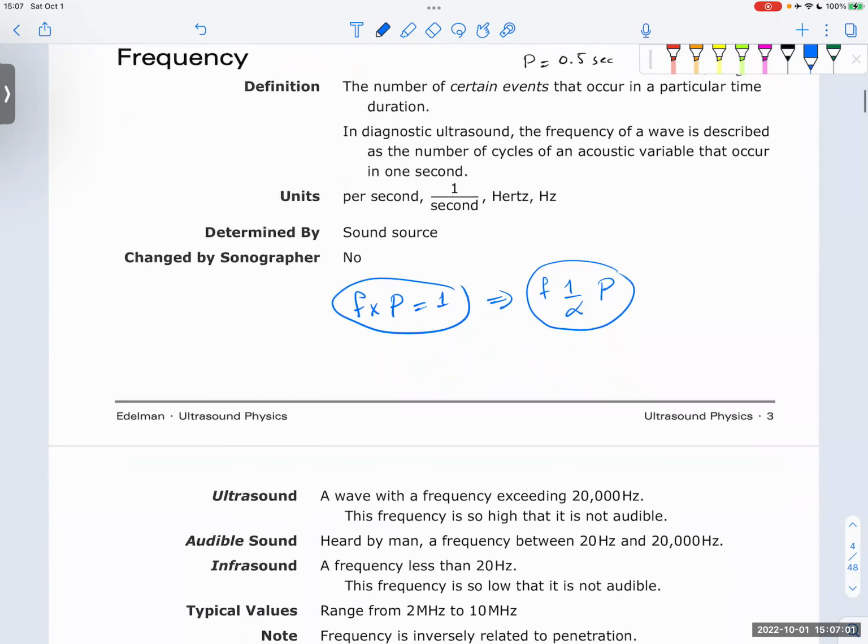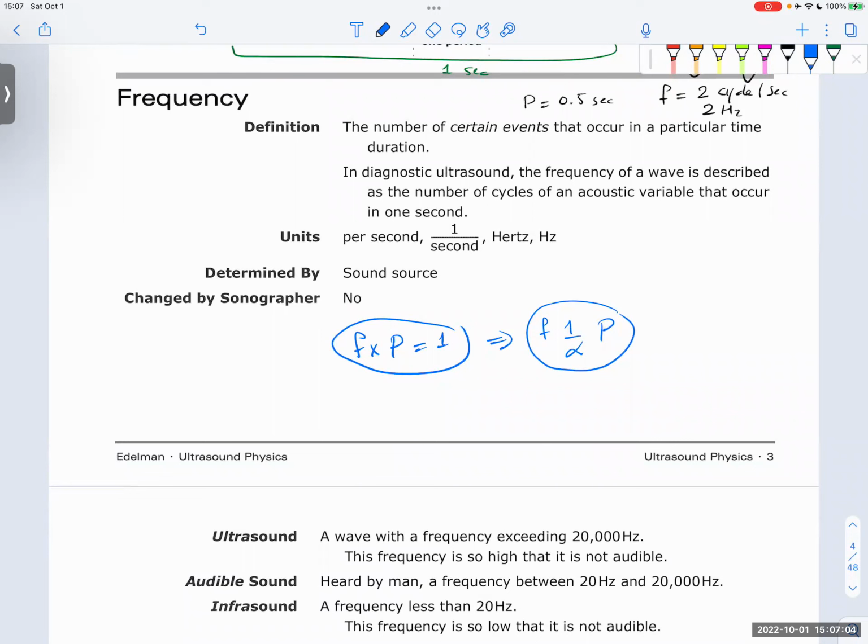Now, for application of that equation, frequency times period equals 1, we have to use the same unit, meaning that if we use the hertz, which is 1 per second, we have to use period in seconds. If we use megahertz, which is defined as 1 divided by second to the power of 10 to the minus 6, which is basically 1 million, then we will have the period in microseconds.